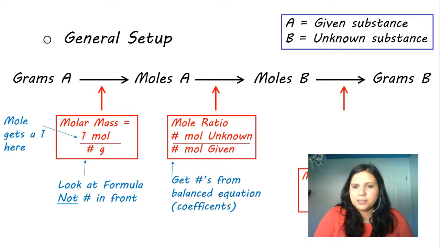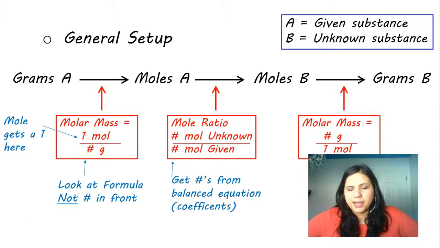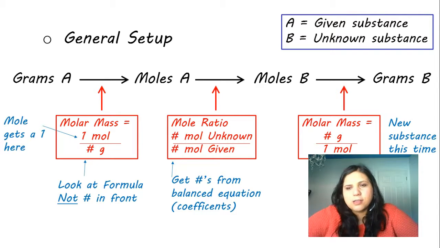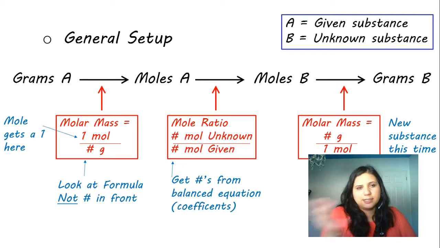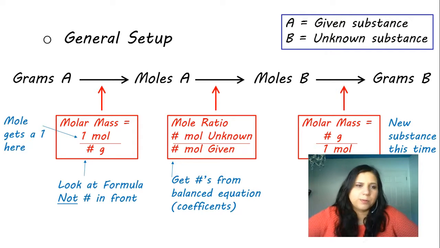And then this step here is the molar mass. So to go from moles of B to grams of B, this is a new substance, you're going to use the molar mass. And notice I've written it a little bit differently than I did in the first step. In the first step, we were trying to cancel out grams, so grams is on the bottom. In this step, we're trying to find grams, so grams are on the top.